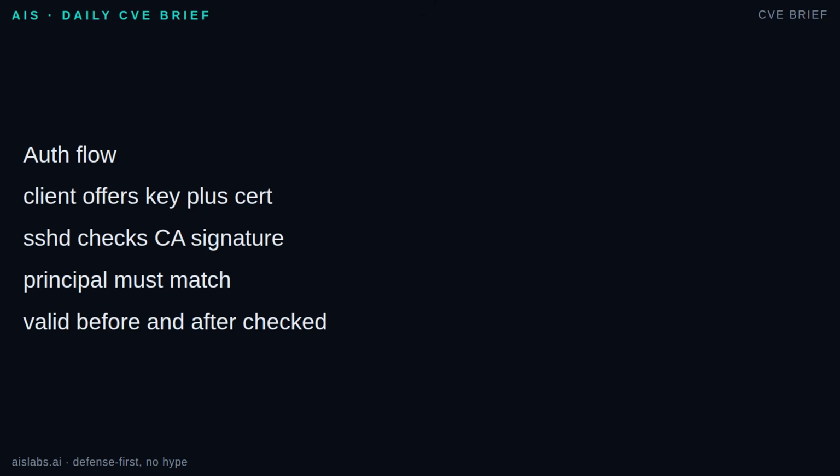Then it checks principals. With the basic configuration, the Unix account being requested must appear in the cert's principal list. So if Alice runs ssh deploy@host, the certificate needs deploy as a principal. The local account still exists, file permissions still apply, and PAM or other account policy can still run.